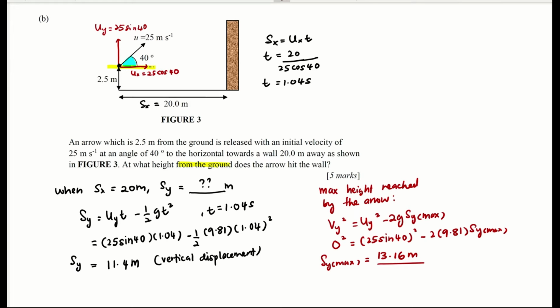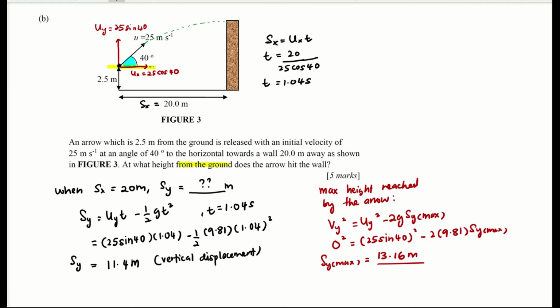Okay. So maknanya daripada kiraan maximum height tu saya dapat tahu yang objek itu belum sampai lagi maximum height. Okay. Maksudnya yang kita kira tadi 20 meter. Okay. When the horizontal displacement is 20 meter, the vertical displacement SY is 11.4, which is less than 13.16. Okay. So maknanya kalau dia naik atas, ni maknanya dia belum sampai lagi. Dia belum sampai lagi dia punya maximum height. So means that bila dia sampai dekat dinding tu, dia belum reach lagi maximum height. Mungkin maximum height dia lagi tinggi lah. Okay, which is kita kira tadi 13.16.